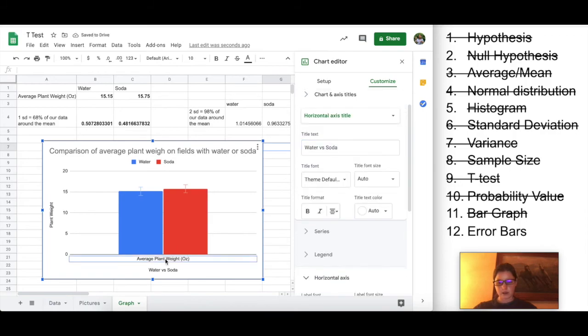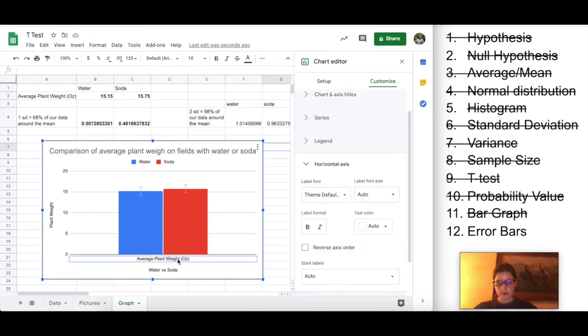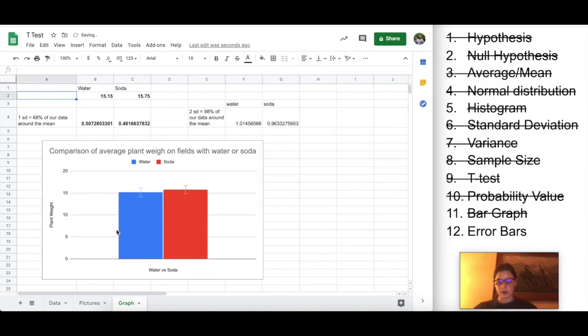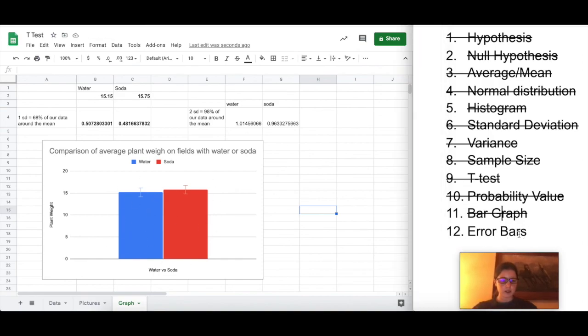And it looks like this is here for some reason. I believe it's because we put this here. So if we delete this, yep, there we go. It's going away. So this is the kind of graph we want.